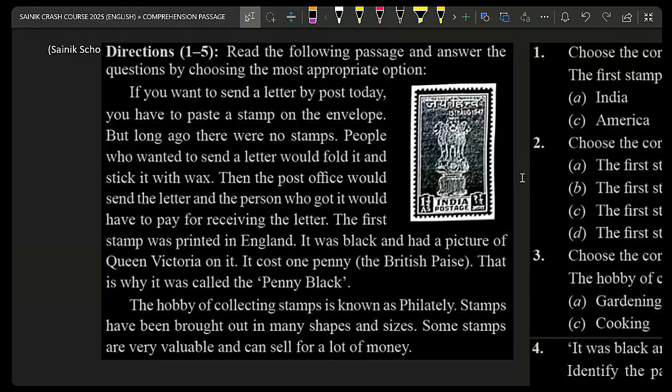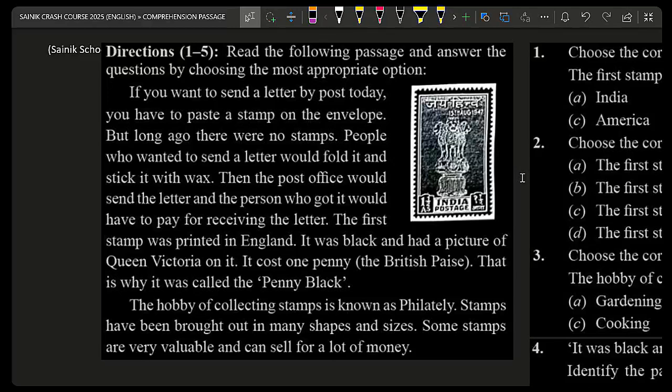If you want to send a letter by the post today, you have to paste a stamp on the envelope. Stop at the full stop and explain what you understood. In the present, if we want to send a letter by post, we compulsorily have to paste the stamp on it. Very good. You can see a picture of a stamp on the right side also. Okay, continue.